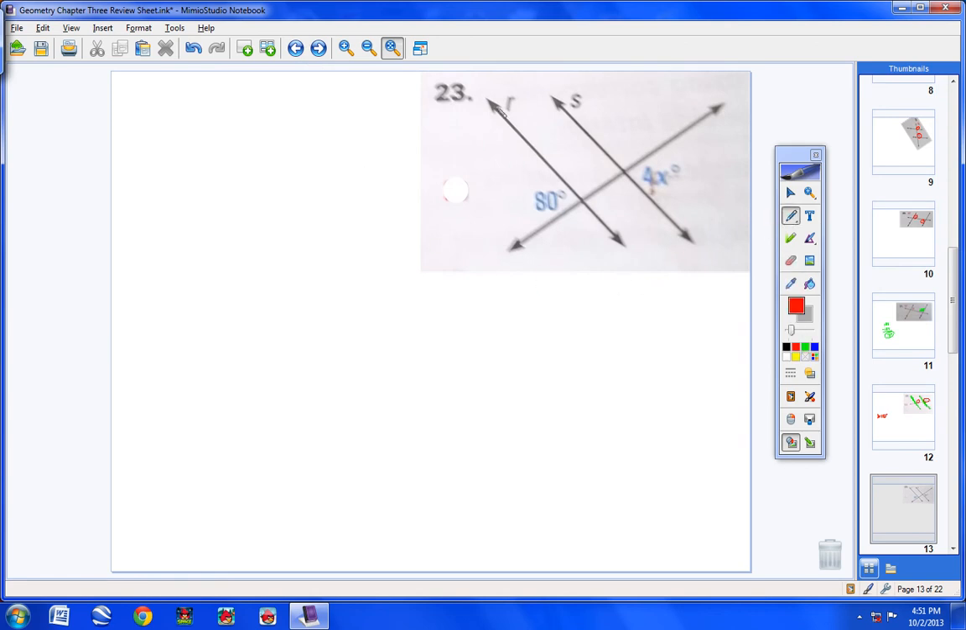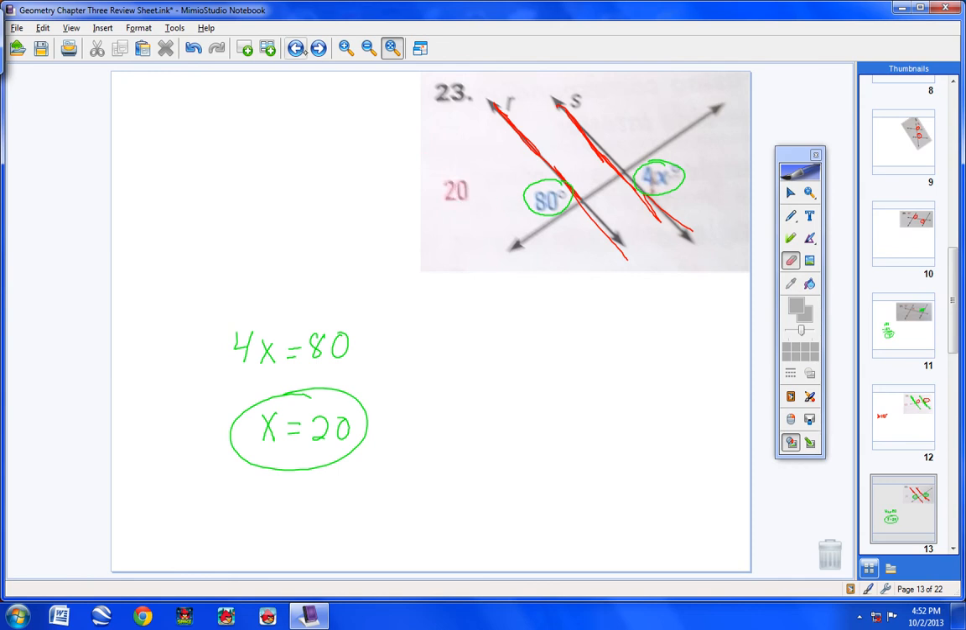Now, we want this line here and this line here to be parallel. Now look, if we want those two lines to be parallel, then we better find out what the names of these angles are. And the names of these angles are called alternate exterior angles. And students, if these two lines are parallel, then alternate exterior angles have to be congruent. So we're talking that 4x equals 80, divide both sides by 4, and x would equal 20. Okay? x would equal 20.